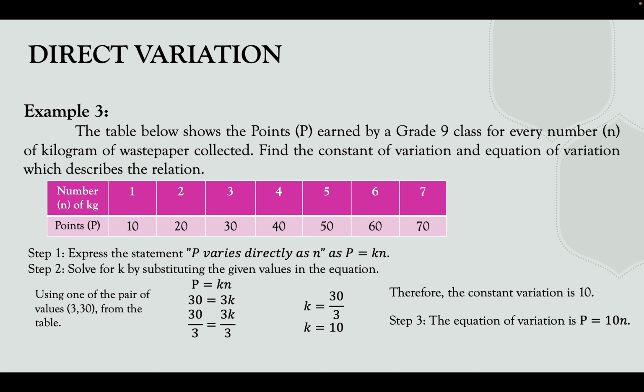Now, if you use another pair of values, or you can consider 4 and 40, or 5 and 50, you will get the same answer. You will have the constant of variation 10. Now, if you have time, you can try it in your notebook. You can write it and answer.